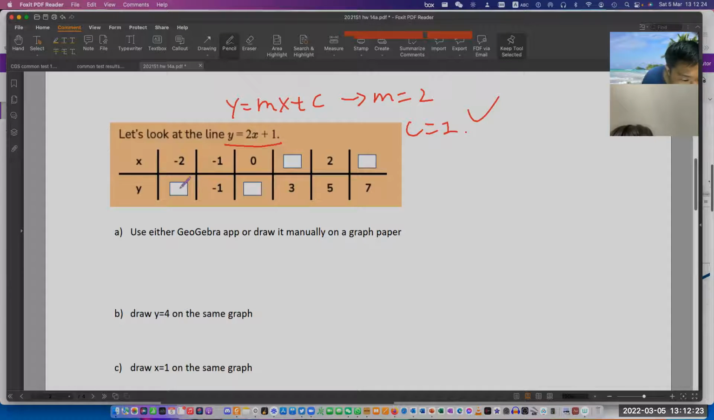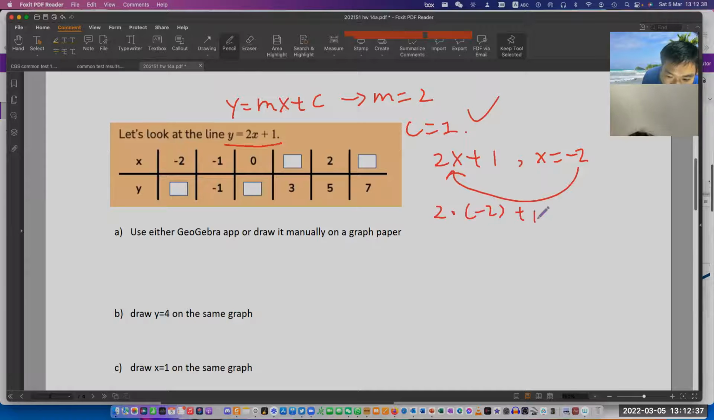So how do you find a y here? Your y is equal to 2x plus 1, and your x is equal to negative 2. So you just put it in. Your y is equal to 2 times negative 2 plus 1, so it's negative 4 plus 1, which is negative 3. So y is equal to negative 3. You know how I get negative 3? You put the x inside. Okay, next.